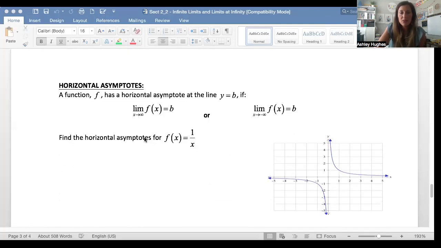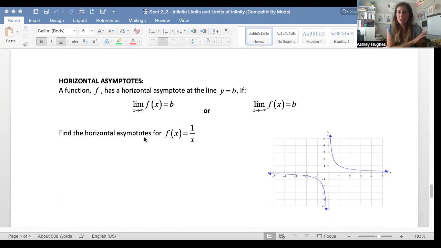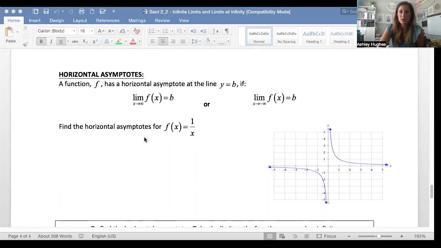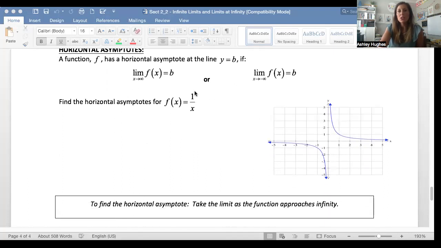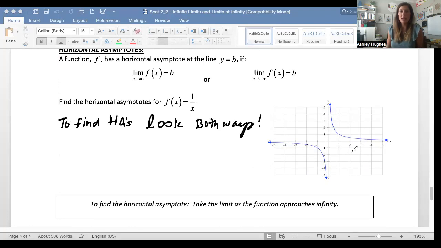Horizontal asymptotes. Horizontal asymptote is the same math we just did. It's just you can say y equals your answer is the horizontal asymptote. I have a little saying to help you remember. To find HAs, that stands for horizontal, look with this infinity sign, look both ways. That means just take the limit as x goes to infinity and negative infinity.